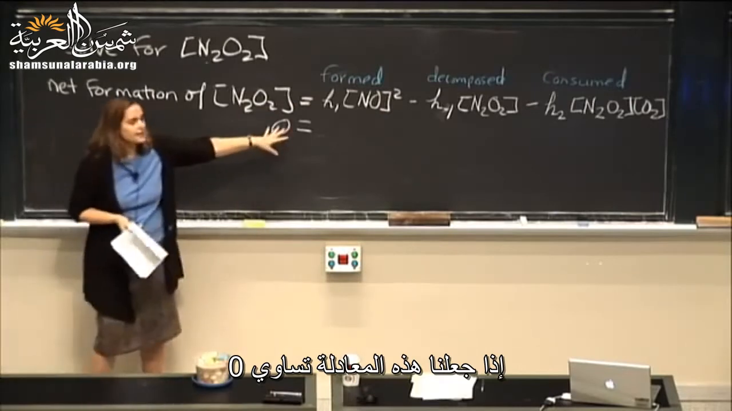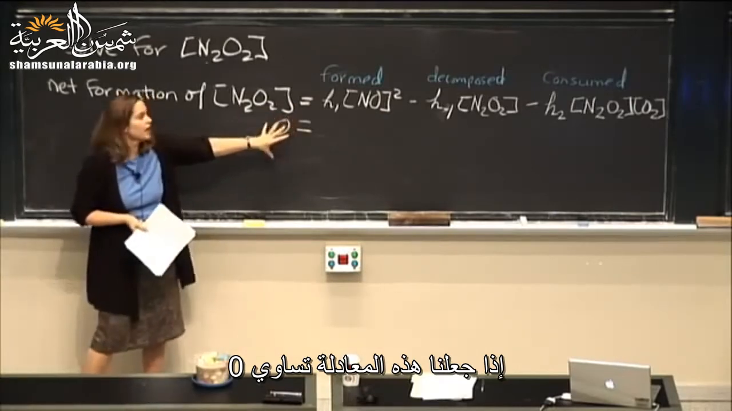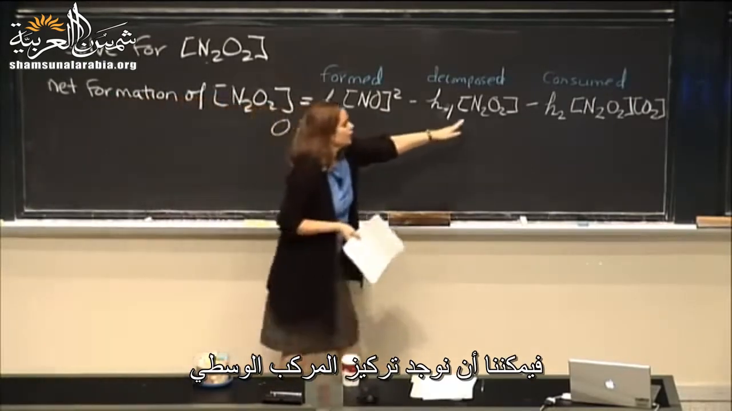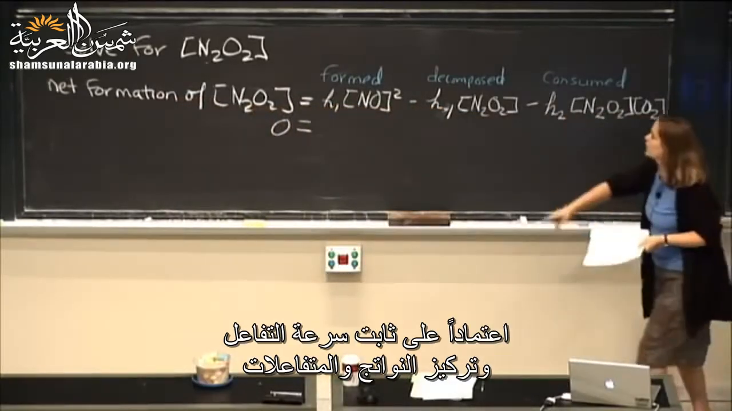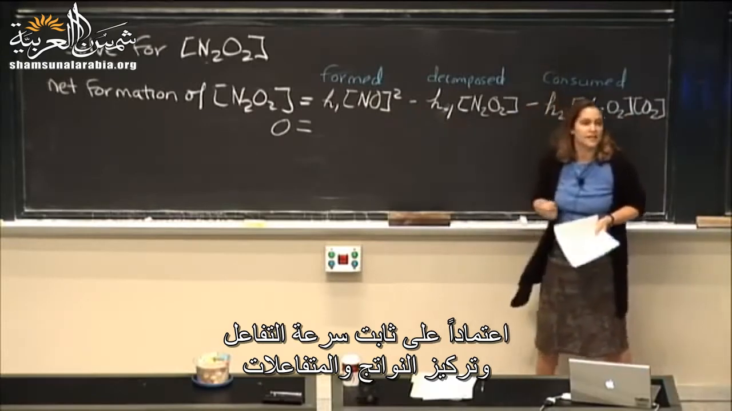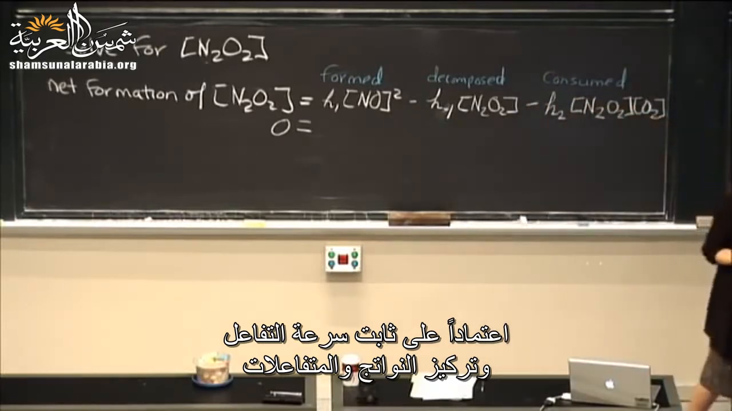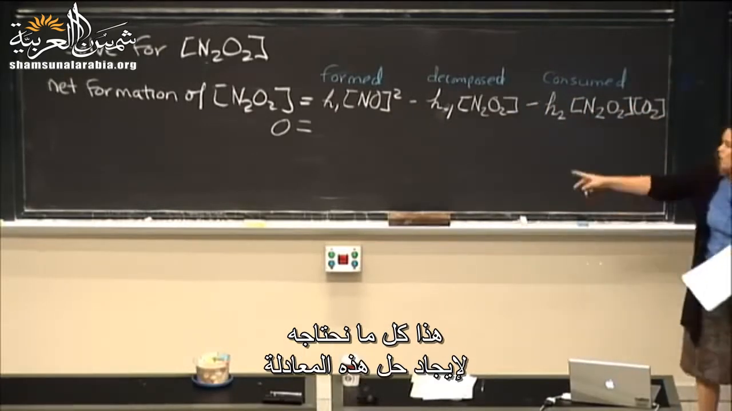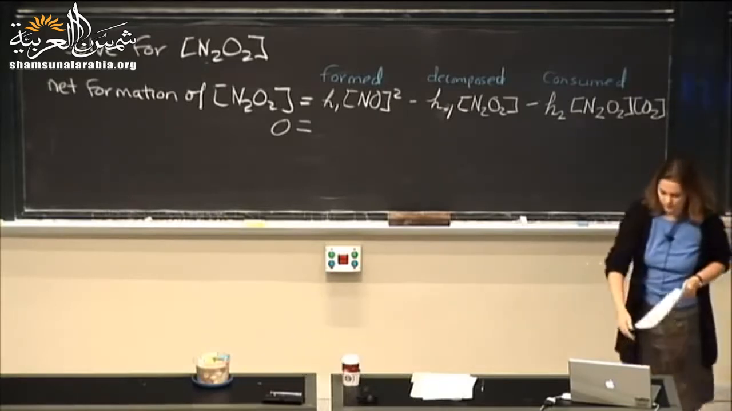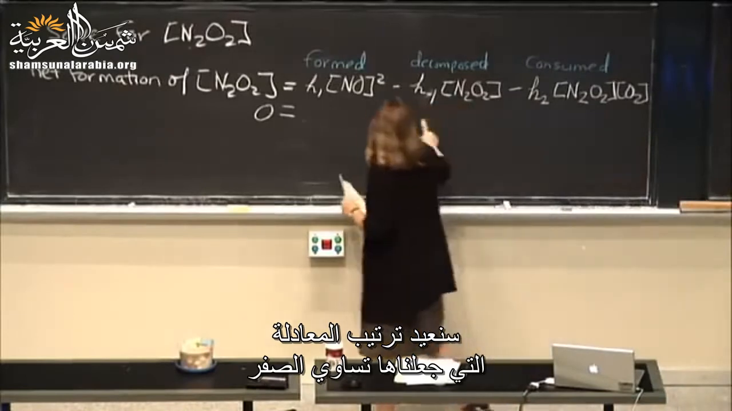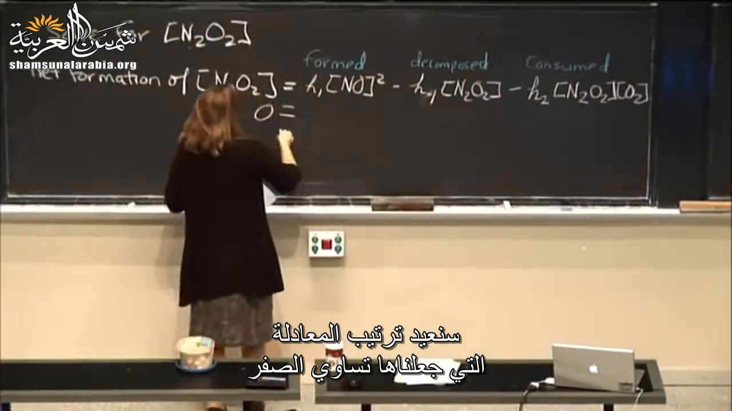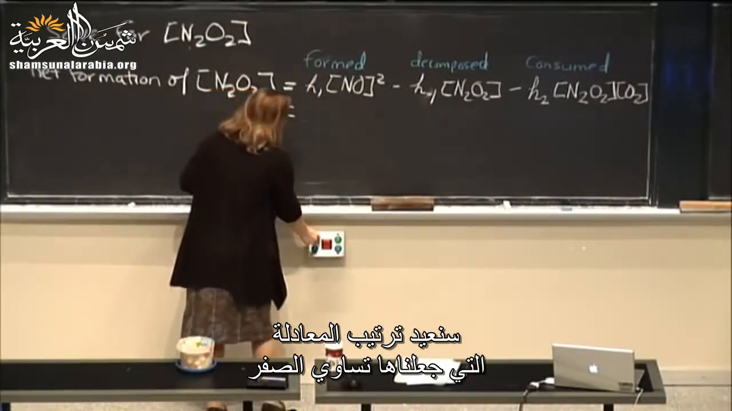So if we can set this whole equation equal to 0, then we can solve for the concentrations of the intermediates in terms of the rate constants and the concentrations of the reactants and the products, which is what we need to do. So let's do that. So we can rearrange this expression now that we have set it equal to 0.